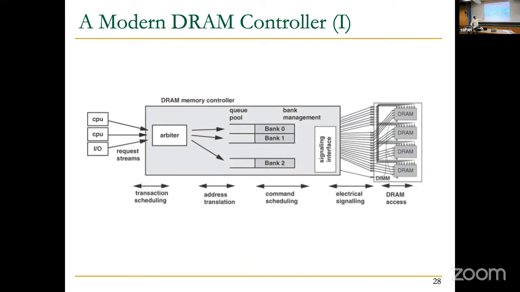In this picture, the memory controller does the scheduling in the background. So once it receives a request, it just puts the request into one of the bank queues here. And inside the bank queue, it might apply some sort of scheduling techniques to select which requests to serve first. And there is some low-level analog signaling interface, and then you can see that our commands, we send them to the DRAM chips.